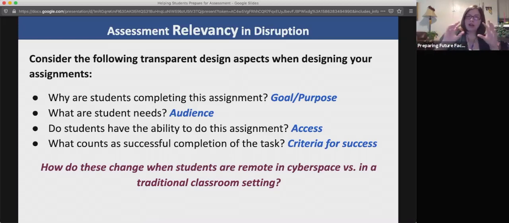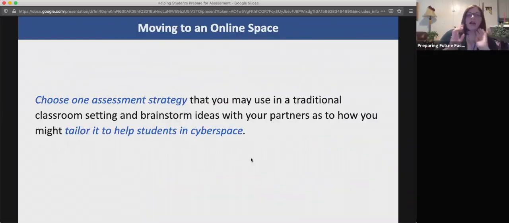So the point I'm building up to here is, while you need to be clear in your assignment goals and assessment goals, there are also times like these where we have to start thinking about tailoring our assessments to specific situations. And this is where I want to give you a chance to do just that. So how do these change when students are remote in cyberspace versus a traditional classroom setting? What I want you to do, we're just going to spend a few minutes on this. I want you each to think of an assessment strategy.